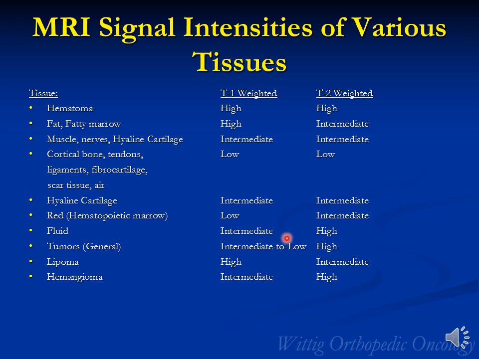Fluid is intermediate signal on T1 and high signal on T2. In general, tumors are intermediate to low signal on T1 and high signal on T2. Lipomas are high signal on T1 and intermediate signal on T2 unless they're fat suppressed, in which case they'll be low signal. Hemangiomas are intermediate signal on T1 and high signal on T2 because of the blood flow. You might also be able to identify areas of fat within a hemangioma on the T1 and T2 weighted images.